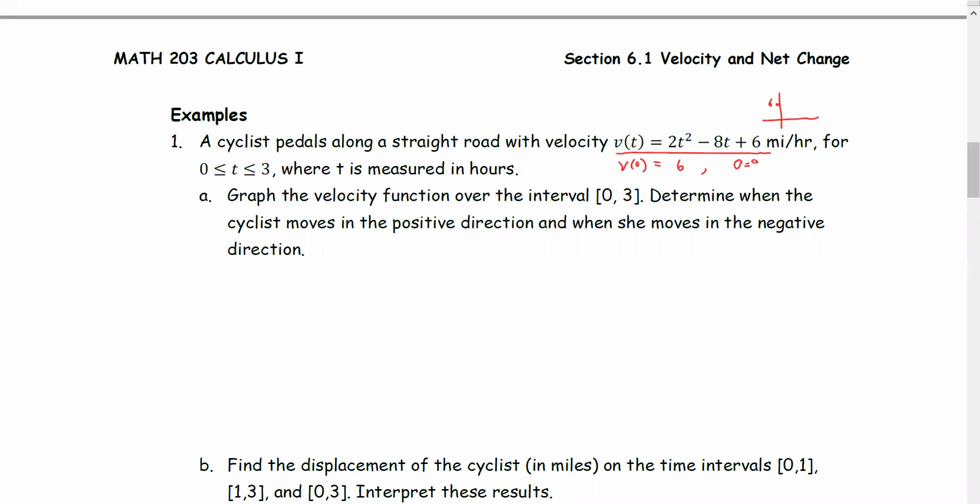let's solve for t by factoring 2 out. So 2 times t squared minus 4t plus 3. And factoring completely, we have 2 times the quantity t minus 3 times t minus 1 equals 0. We get two intercepts at t equals 1 and t equals 3.